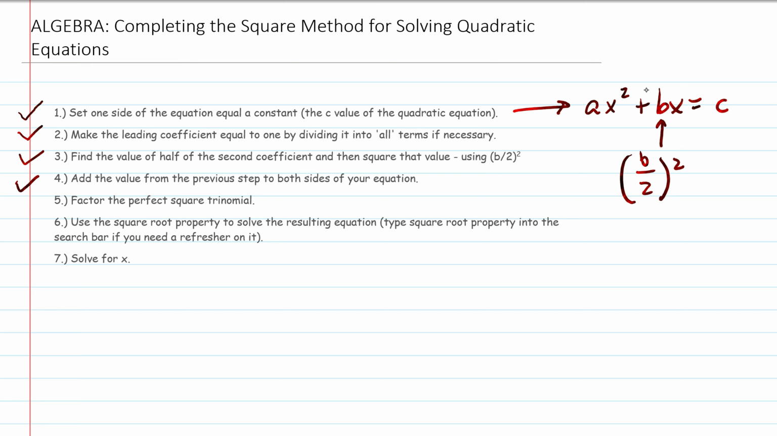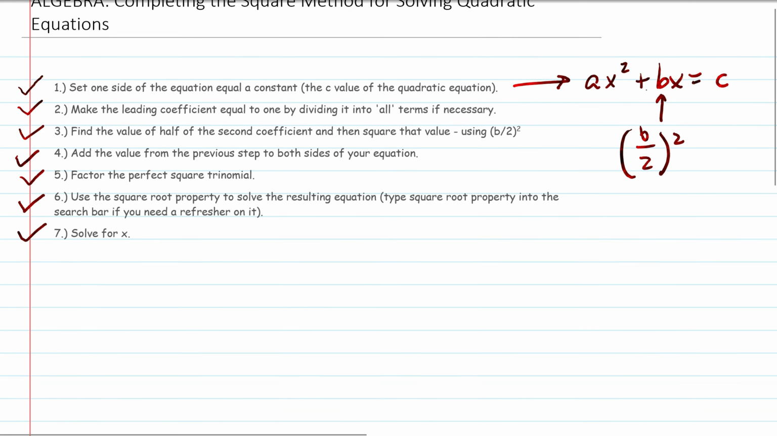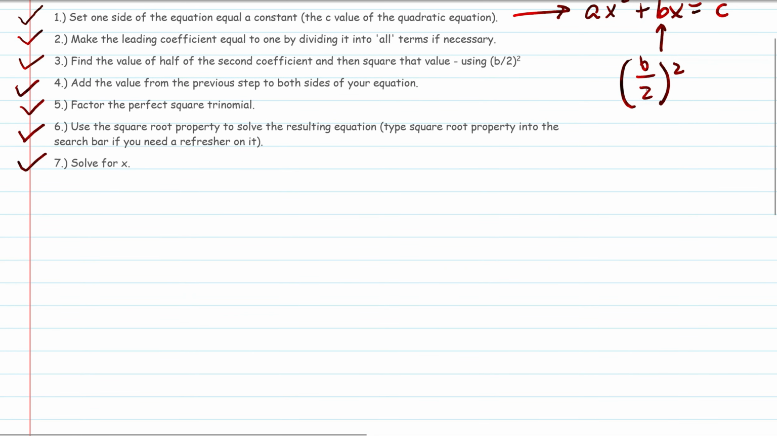Once you add that value to both sides, the left-hand side will be what we call a perfect square trinomial, and you should be able to factor that. The right-hand side, you'll just add the two values together. After such, it'll look like square root property form, which was covered in a previous video, so feel free to search that if you need a refresher. And then lastly, the resulting equation will just allow you to solve for x. So let's go ahead and go through a problem, and I'll go through each one of those steps as I go through the problem.